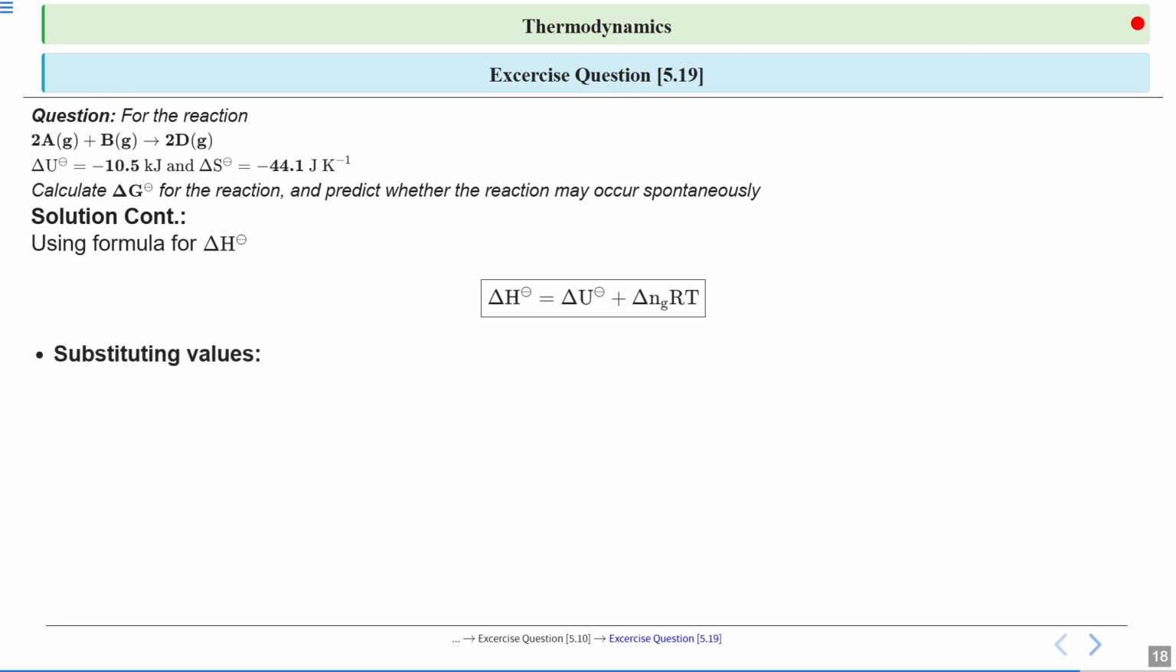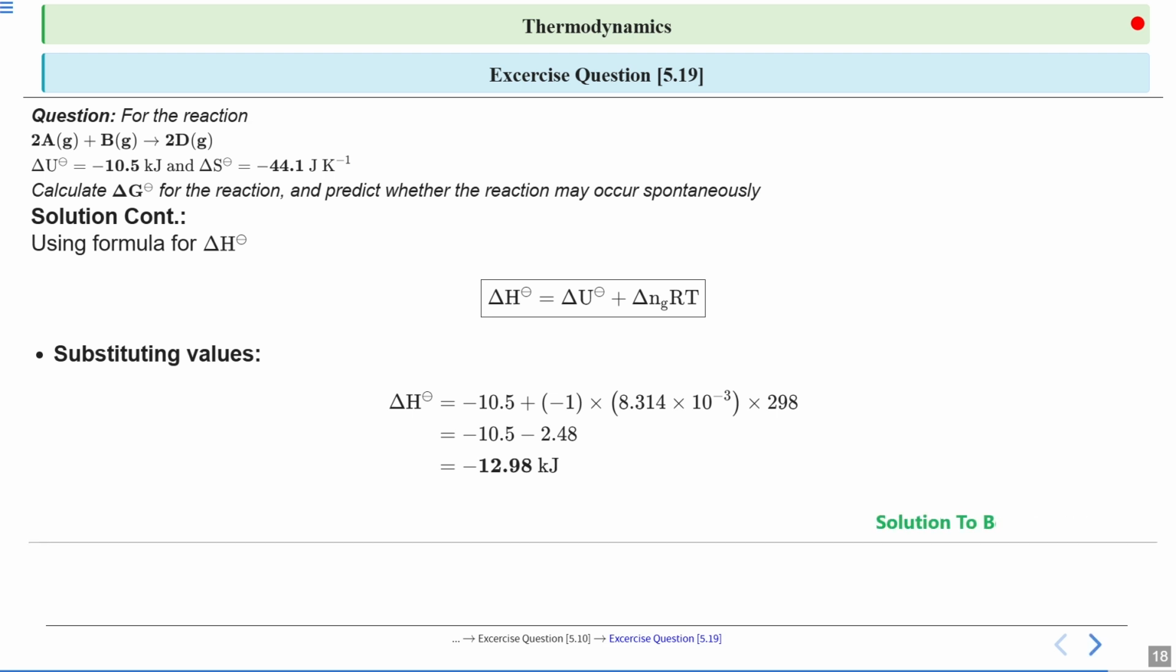If you substitute the values, what will you get? You will get your delta H naught as minus 12.98. See, we have set up the value for the delta U naught as minus 10.5. We have taken delta n g as minus 1. We have calculated this in the previous part. The value of R was also mentioned and T is 298, which is at standard condition. Now this will give you the total value of enthalpy change as minus 12.98 kilojoule.